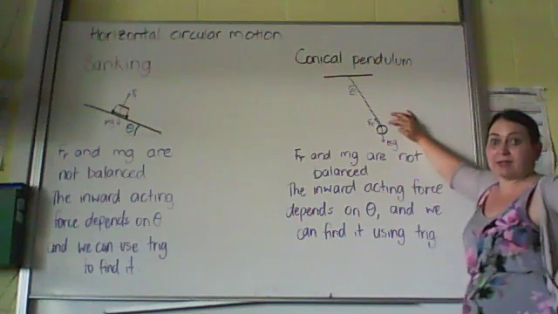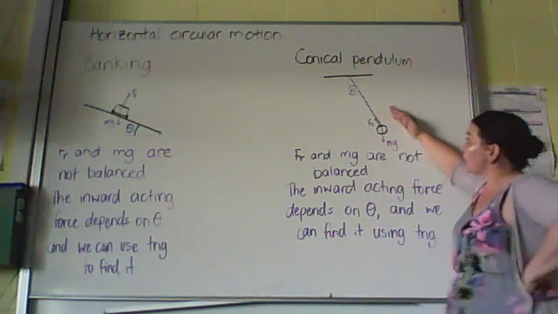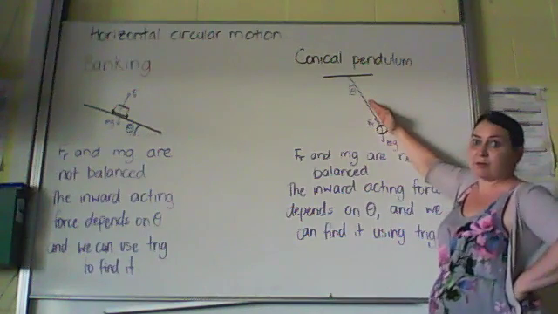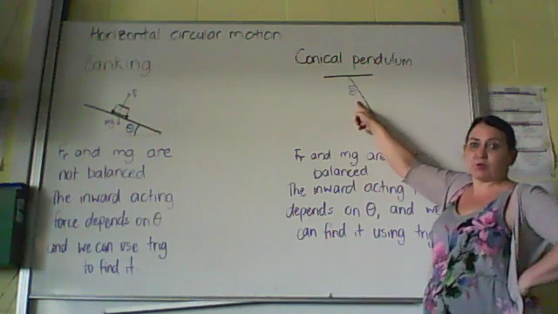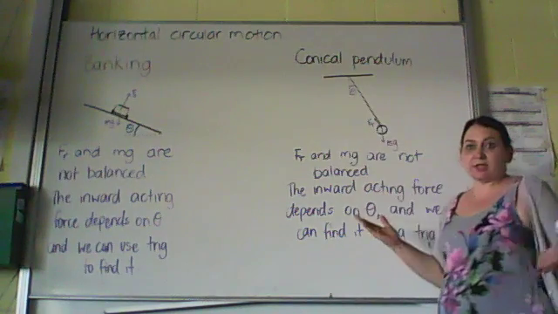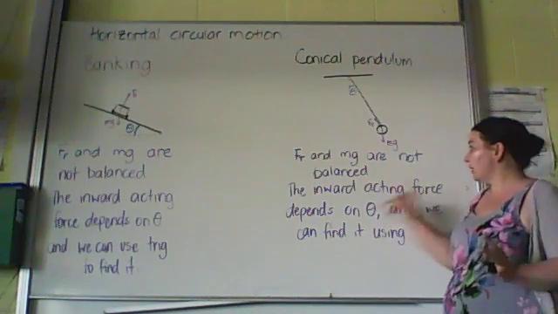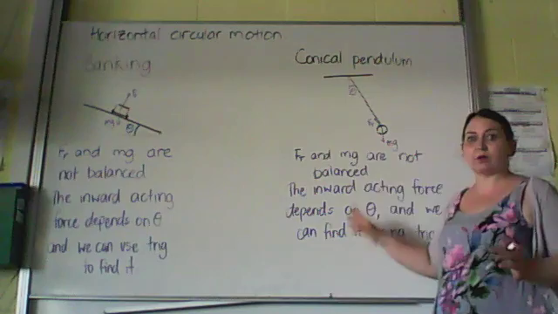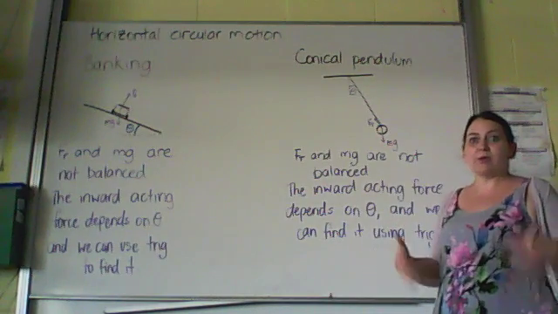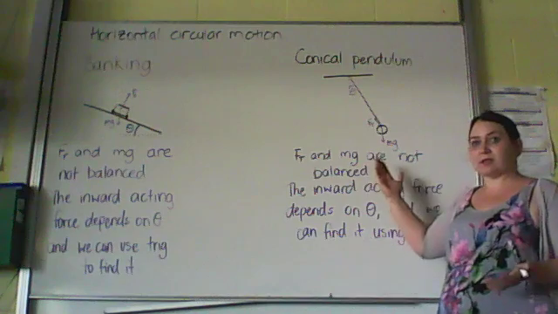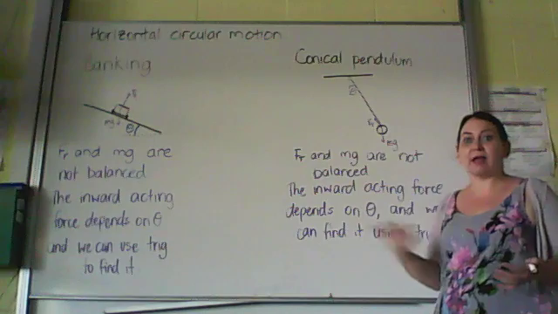So we set up exactly the same scenario again. We've got a weight force pushing it down. We've got a tension force in the string this time. And we've got an angle that our string makes to the vertical. And again, the tension force and the weight force are not balanced. And the inward acting force depends on the size of that angle. And we can find it using trigonometry. We can find how fast this can go. We can find the maximum speed that it can have.